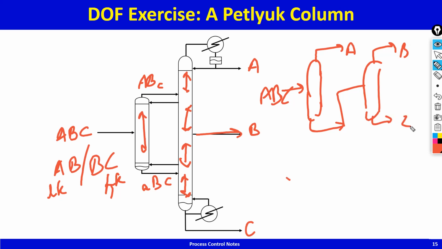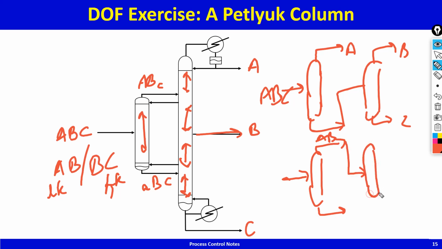Or you could have the indirect split where you do ABC, take AB up the top, C down the bottoms. Take this, split it again. Take A up the top, B down the bottoms. This is called the indirect split. So the direct or the indirect sequence has got more remixing, and I don't want to talk about why it is so. You'll have to look at the internal composition profile, be that as it may.